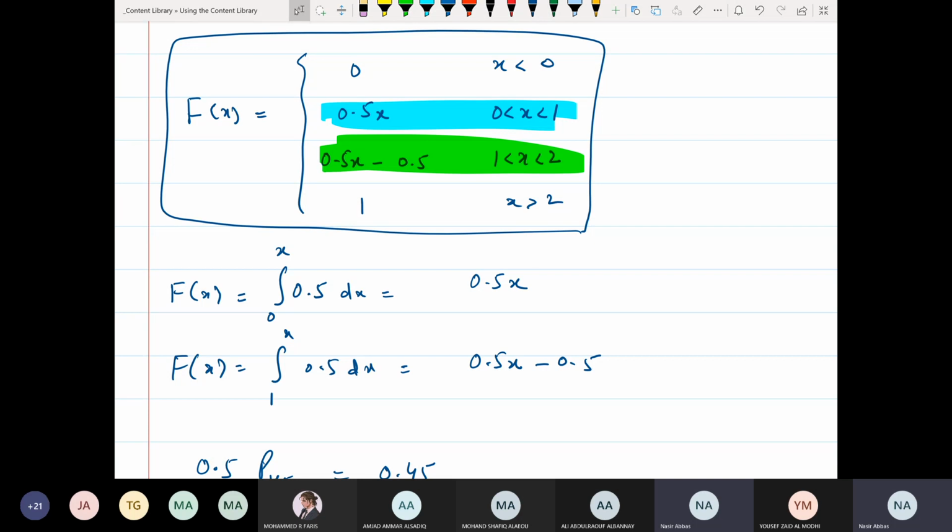The probability below 1. Try to find capital F of 1. You plug in 1 in any of these functions, you will get the same value. Whether you put in the blue one or you put in the other one, are you getting the same value? You should get the same value. If not the same value, capital F is wrong.